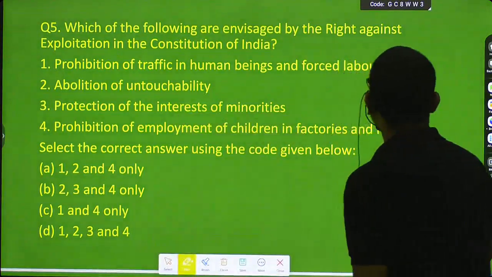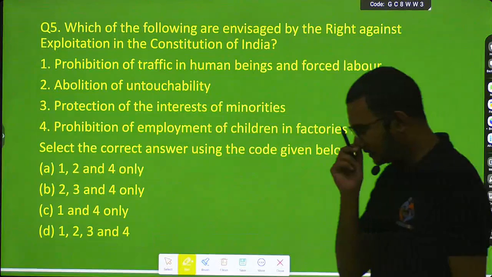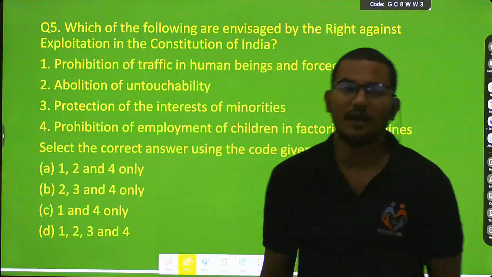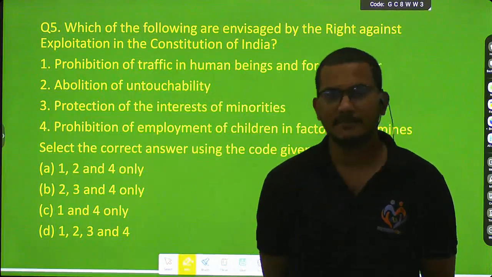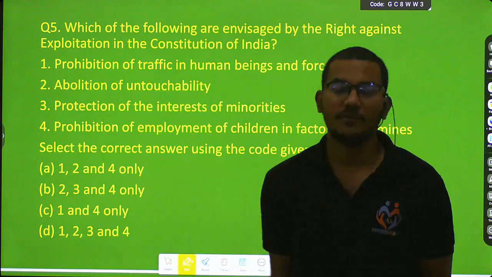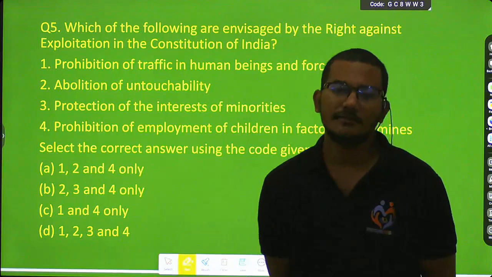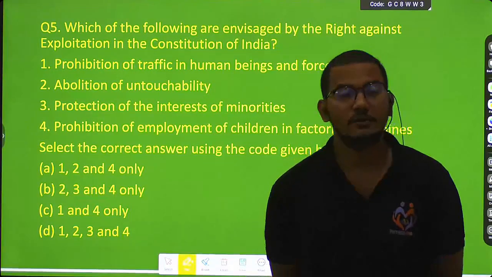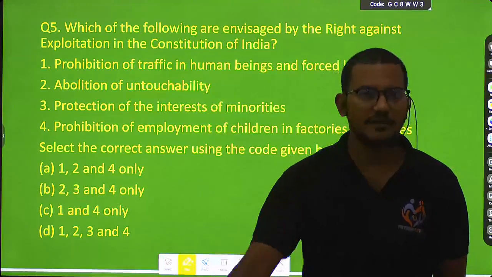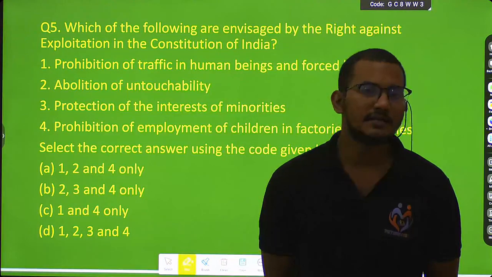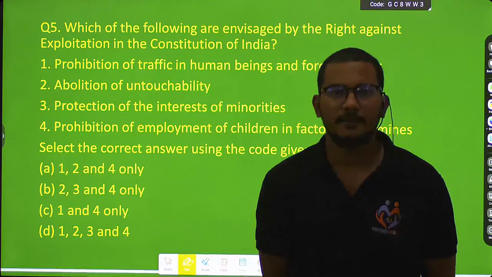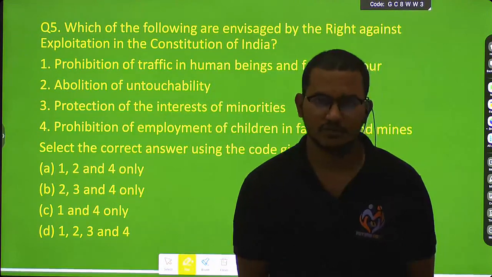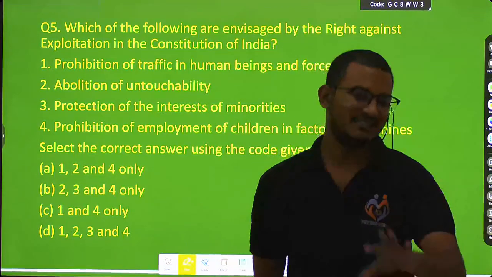See, when I say right against exploitation, actually we have 6 fundamental rights in the Indian constitution. One is right to equality from article 14 to 18, and then second one is right to freedom from 19 to 22, and third one is rights against exploitation 23 and 24, and fourth one is right to religious freedom 25 to 28, cultural and educational rights 29 and 30, and 32 constitutional remedies, right to constitutional remedies. So total 6 rights we have.